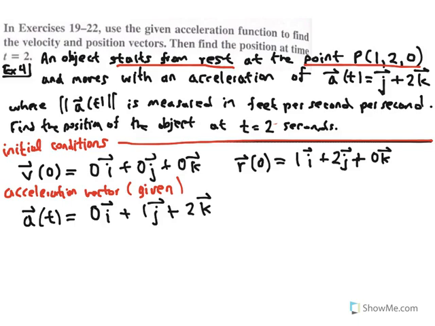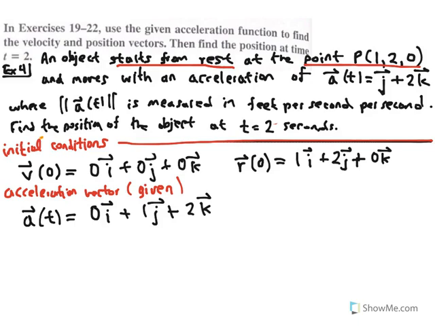So an object starts from rest at the point P(1, 2, 0) and moves with an acceleration of a(t) = 0i + 1j + 2k, where the magnitude of the acceleration vector is measured in feet per second per second. Find the position of the object at time t = 2 seconds.